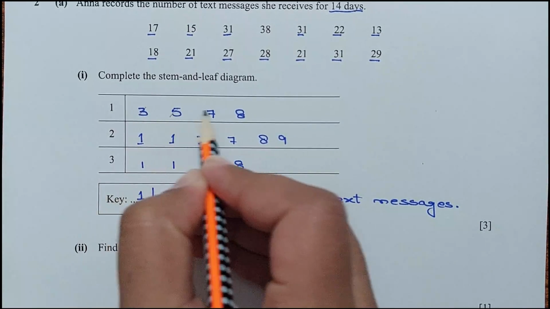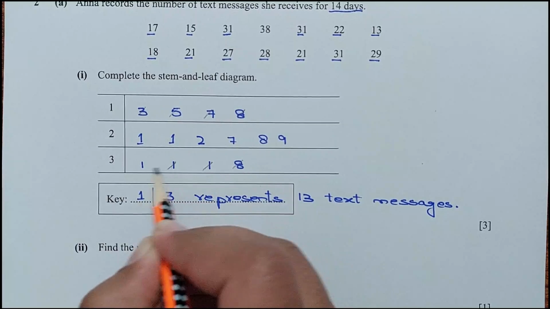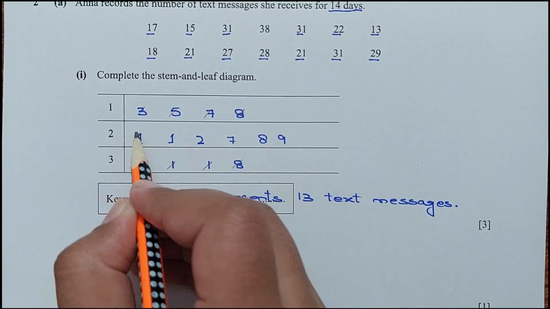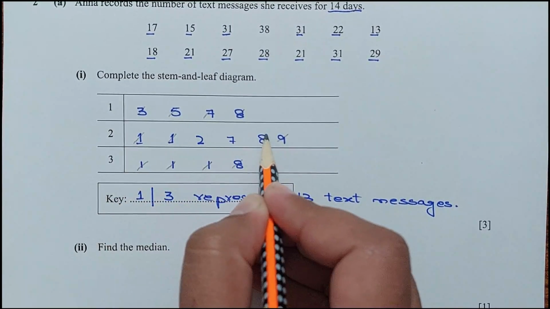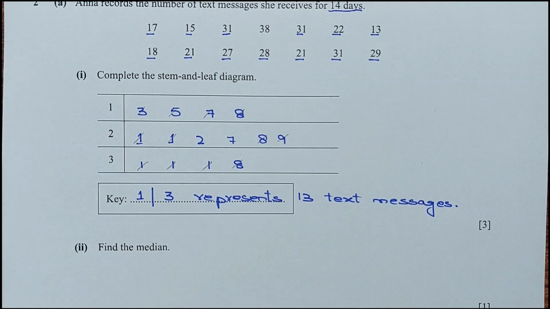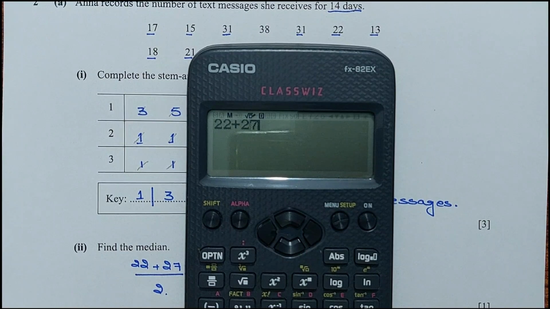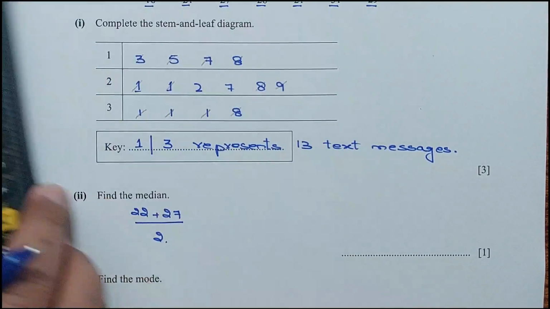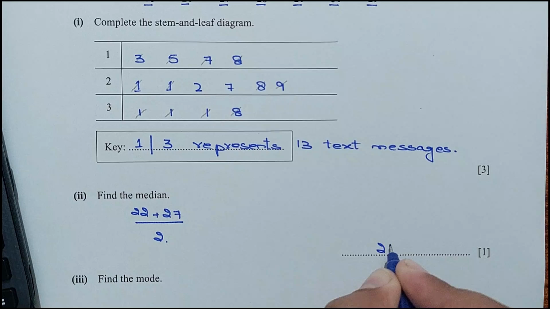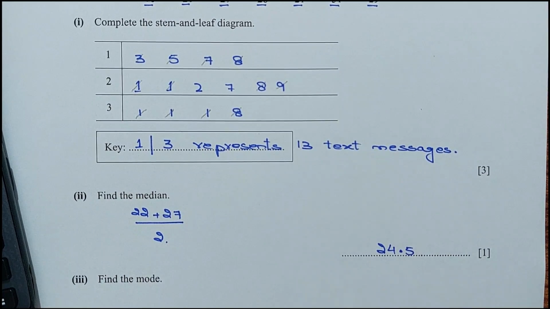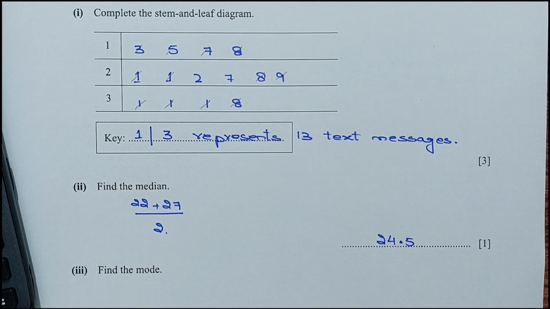So let's say 1, 2, 3, 4. Then we have 1 and 1, 1 and 1. So 2 and 7, which means 22 and 27. The average of 22 and 27 is the median. Right, so 22 plus 27 divided by 2 is 24.5, which is the median. 24.5, right?